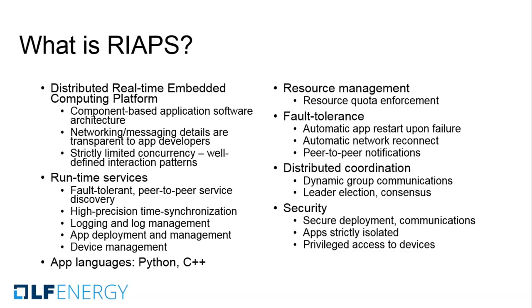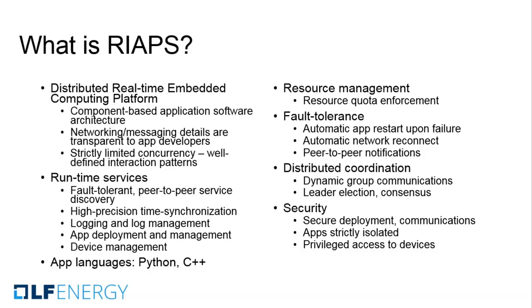RIAPS provides a number of services that apps can rely on. These include a fault-tolerant peer-to-peer discovery service, high precision, approximately 10 microseconds, time synchronization, application deployment, and remote management device access control. Resource management of CPU, file space, network bandwidth, and memory footprint can be tightly controlled so runaway apps do not exhaust resources. Mechanisms are available for fault tolerance, such as automatic app restart and network link reconnect.